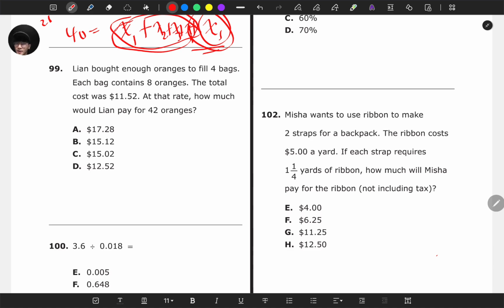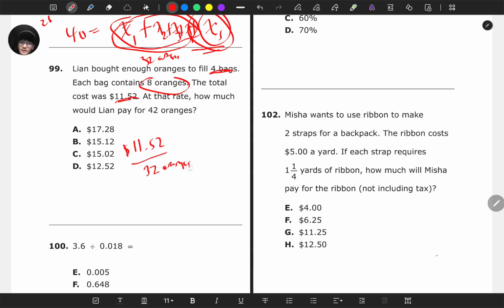Okay, Leon bought enough oranges to fill 4 bags. Each bag contains 8 oranges. Okay, so he has 4 bags. He buys 4 of them, and each one of them has 8 oranges. So technically, he buys 8 times 4, which is 32 oranges. Okay, and how much was this cost? It was $11.52. Right? So that means $11.52 for 32 oranges.